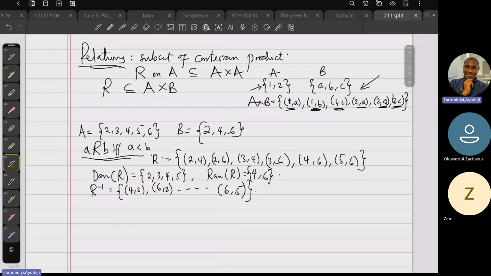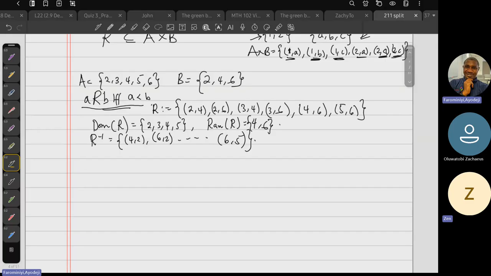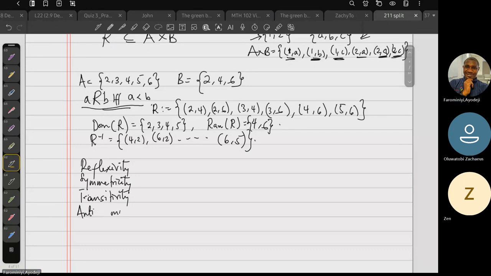Then the next thing we talked about are the properties. That is where the fun begins. We have some interesting properties of relations: reflexivity, symmetricity, anti-symmetricity, and transitivity. Do you know what they mean?